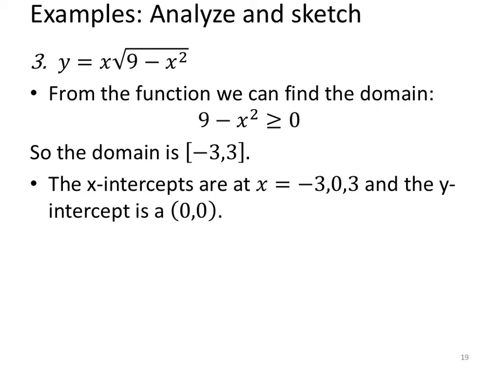Example: analyze and sketch y equals x times the square root of 9 minus x squared. Now we know that x, we could put anything in for this x. However, under a radical, we know that the radicand, the thing under the radical, must be non-negative, so it has to be greater than or equal to 0, in which case our domain is going to be from -3 to 3. -3, 0, and 3 will also give us our x-intercepts, as that's where the function is 0. The y-intercept is also given as one of the x-intercepts, so x-intercept, y-intercept at the origin.